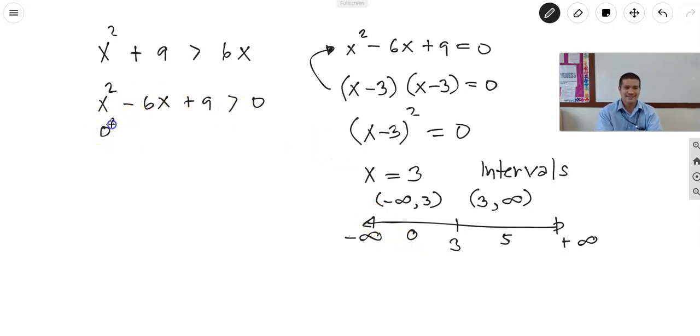0 squared is 0, minus 6 times 0, plus 9 is greater than 0. So 9 is greater than 0. Therefore, this is a possible answer, which gives a positive result.